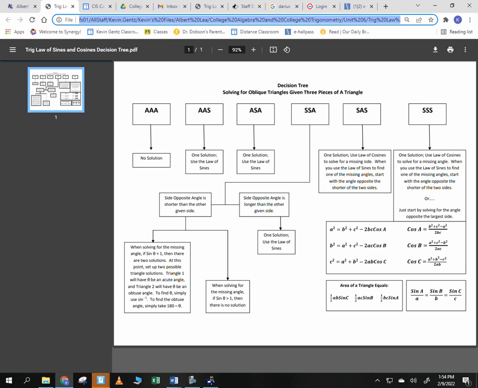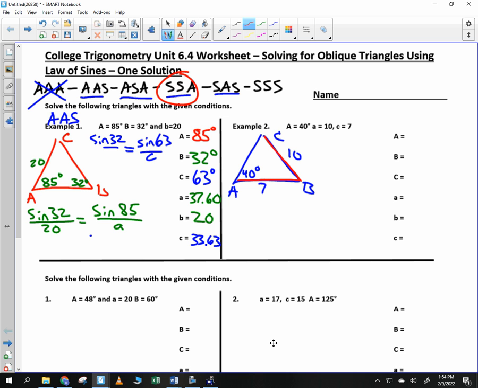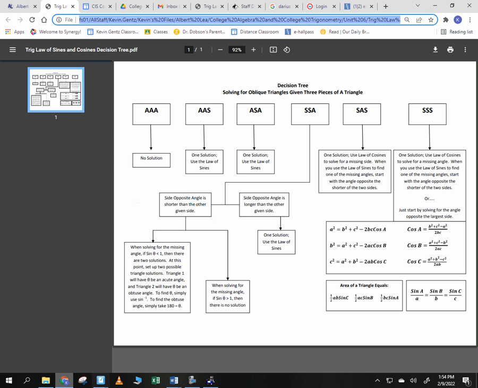Yeah, that's a problem, isn't it? So we follow it down, and we try to decide. If we're given side, side, angle, what do we do? Is the side opposite the angle longer than the other given side, or is it shorter? Let's look. It is longer. So what does it say? Yeah, exactly. It says if it's longer, then we have one solution and we use the law of sines.